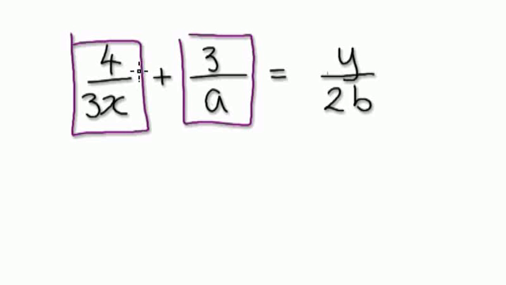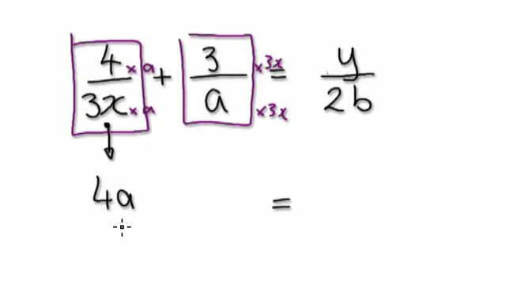So here, in order to add or take away fractions, the two denominators have to be the same. So times top and bottom here by a, and then over here times top and bottom by 3x. So this will become 4a.